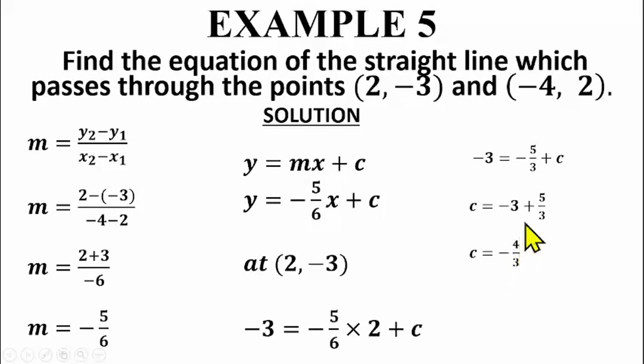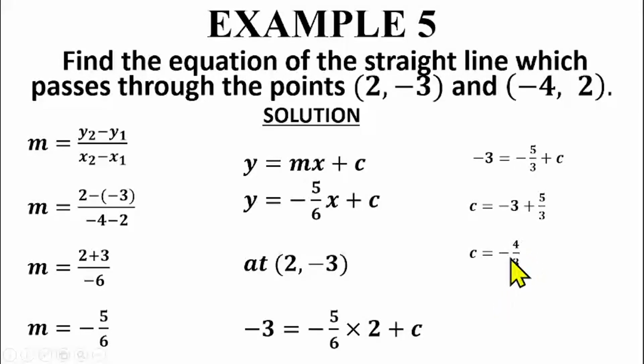If you do that quite well, you know that the LCM of 1 and 3 is 3. Then 3 times minus 3 is minus 9. Plus 3 into 3 is 1, 1 times 5 is 5. So minus 9 plus 5 will give us minus 4 over 3. So that means the y-intercept is minus 4 over 3.